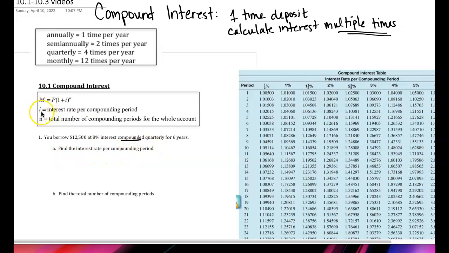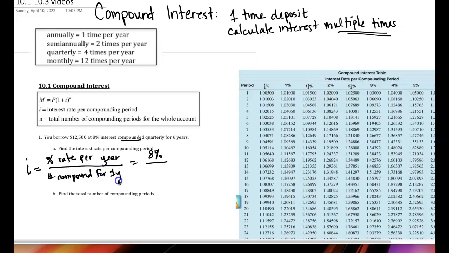We call that the I, and in our formula, that's going to be right here inside of the parentheses. To calculate the I, we're going to take the interest rate per year, so percentage rate per year, in the numerator, and in that case, for number 1, it is 8%. In the denominator, it's number of times you're going to compound for just 1 year. So the number of times to compound interest for only 1 year.